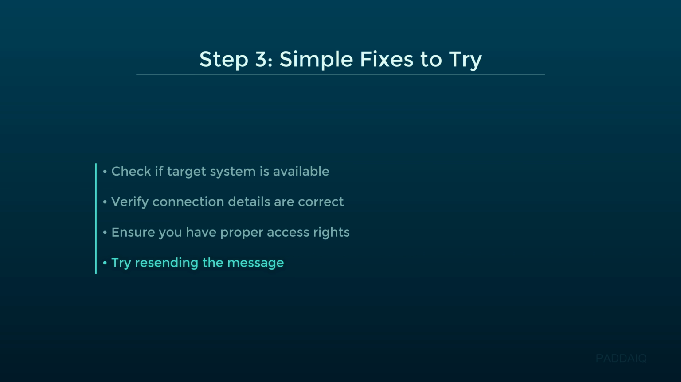Try resending the message. This means using the SAP BTP cockpit to manually retry sending a failed integration flow. For example, if an order confirmation email did not go out due to a temporary network issue, resending it can often solve the problem. A simple retry is frequently the quickest fix for transient errors.